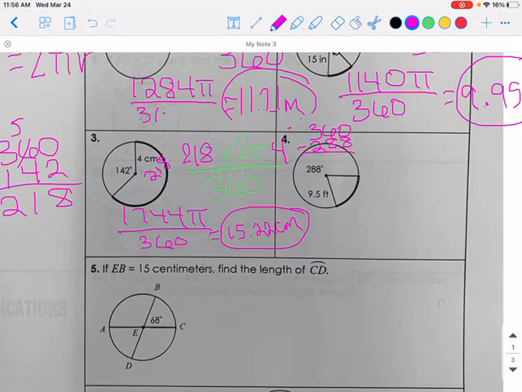And we should get 72. I'm trying to show my work, but it's just not working. Okay, again, multiplying by 2 pi, dividing by 360, those are standard in the formula.